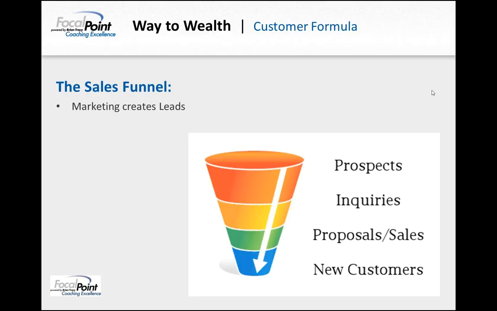Again, the job of marketing is to create leads, to fill the top of the funnel. If you don't have enough leads coming in, of course, you don't have enough customers coming out. From the top of the funnel to the bottom of the funnel is where sales takes over. From top to bottom is the sales process, all the way from prospecting, getting prospects in the door once they've inquired about the product, all the way to becoming a customer.